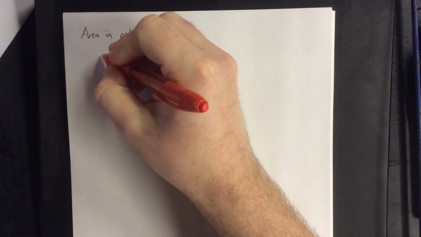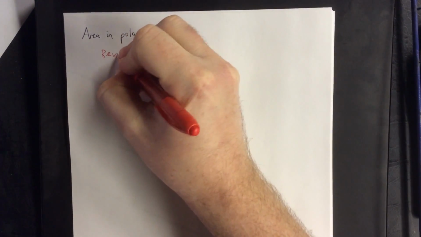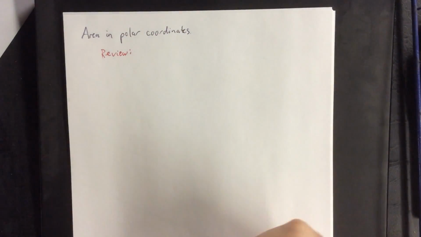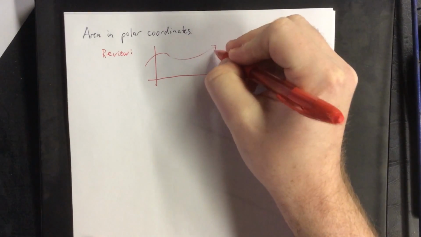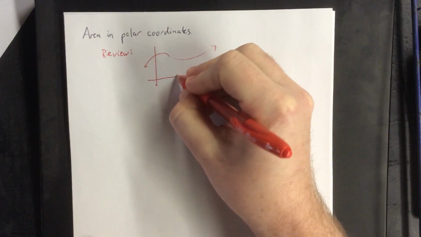Topic of discussion for section 10.4 is area in polar coordinates. Before we get to area in polar coordinates, I just wanted to give everybody a quick reminder of how we came up with definite integrals for calculating area underneath curves in the first place.